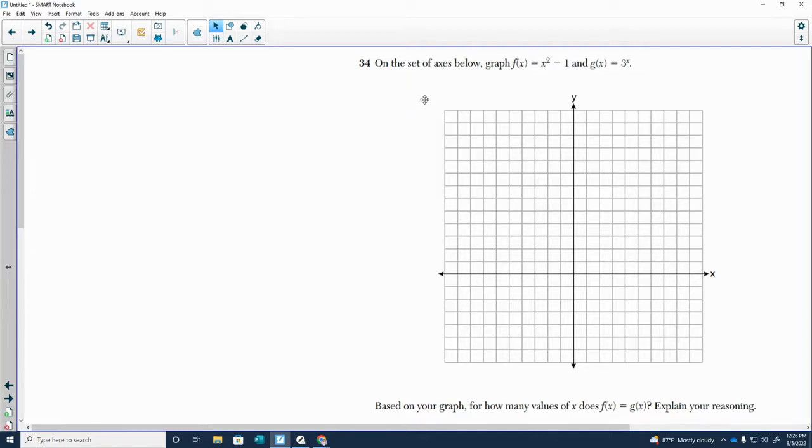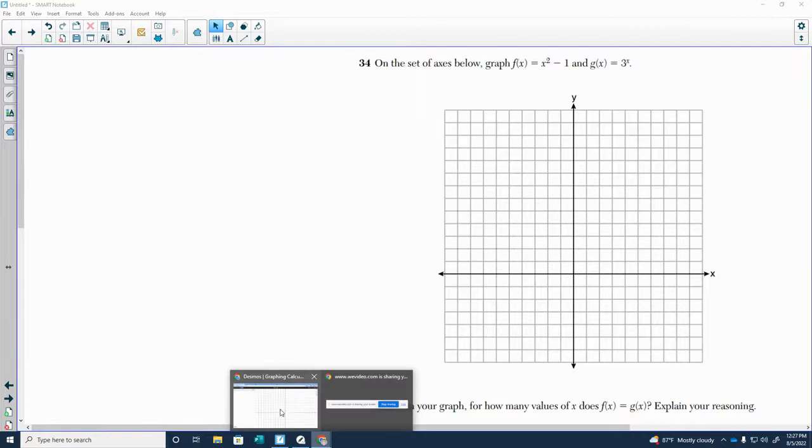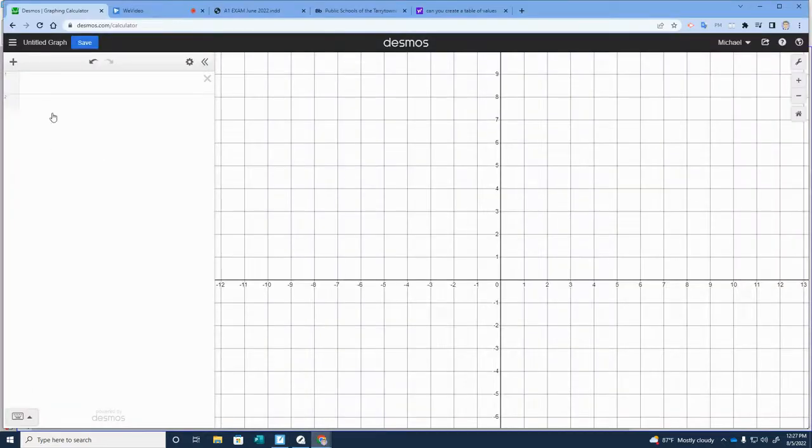All right. So first thing I'm going to do here, if I want to graph this, is I need a table of values for each. So I'm going to use my graphing calculator to do so. First I'm going to graph the quadratic function, the parabola, f of x equals x squared minus 1. So I'm going to go to my Desmos graphing calculator.